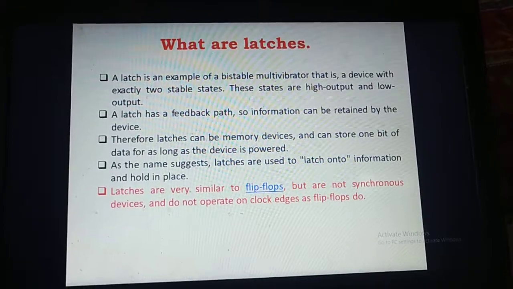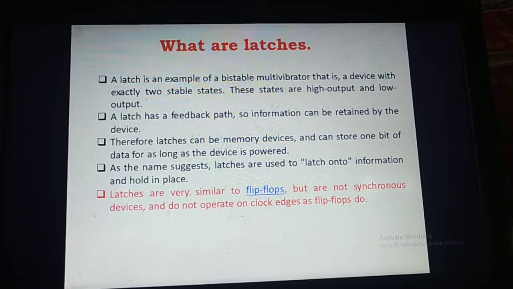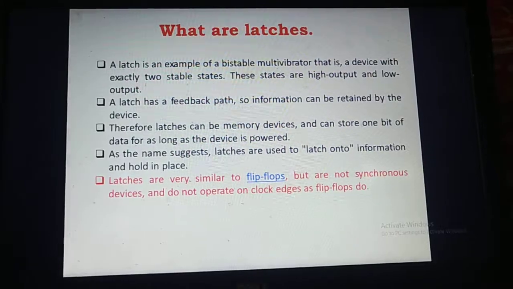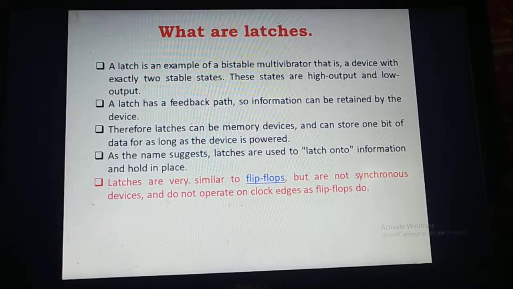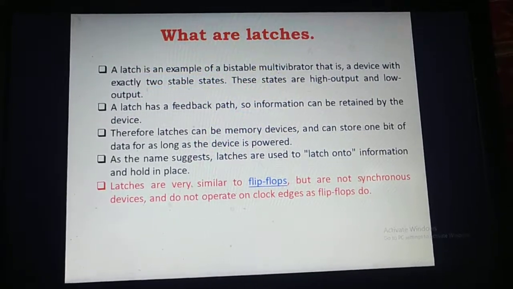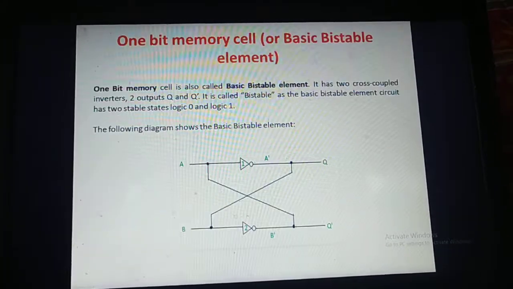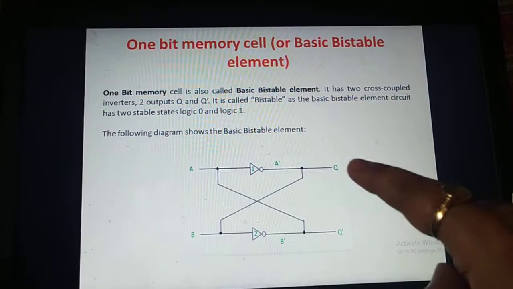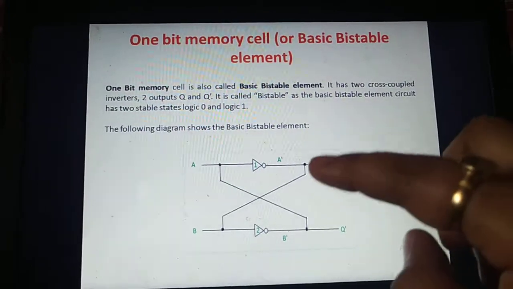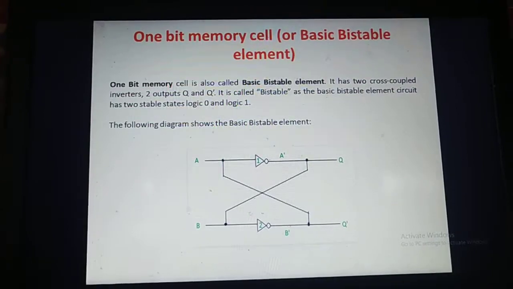Now, what are latches? A latch is an example of a bistable multivibrator, that is a device with exactly two stable states. These states are high output and low output, logic 1 or logic 0. A latch has a feedback path, so information can be retained by the device. As you can see here, its output is connected at the input side, so this is feedback. So a latch is a device connected in feedback condition with a cross coupled structure.